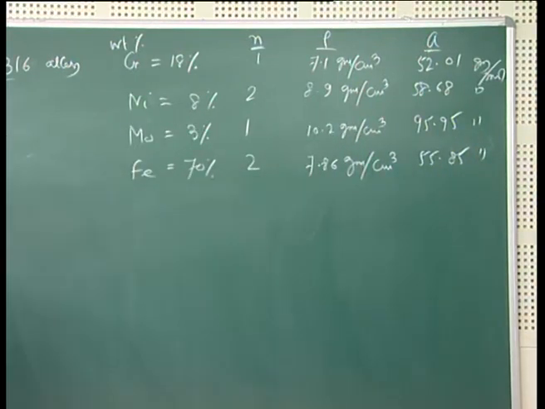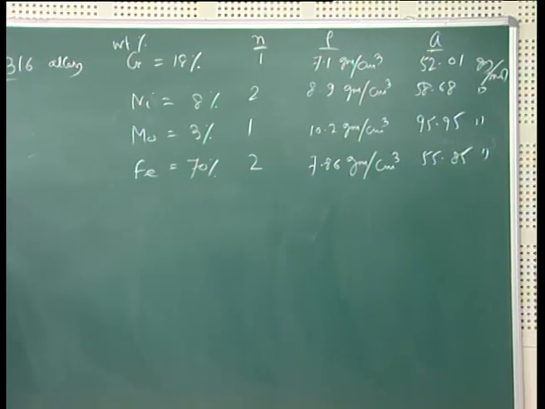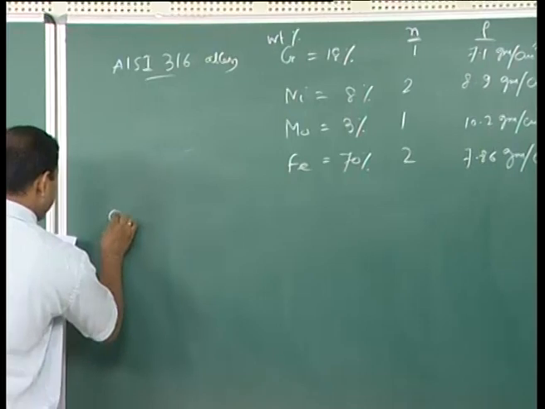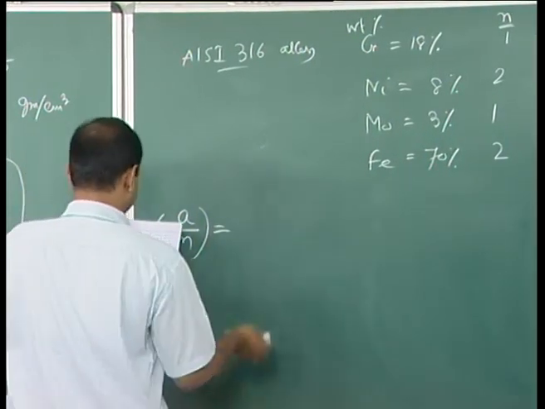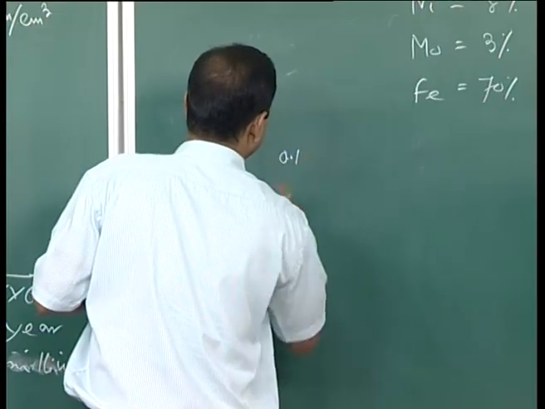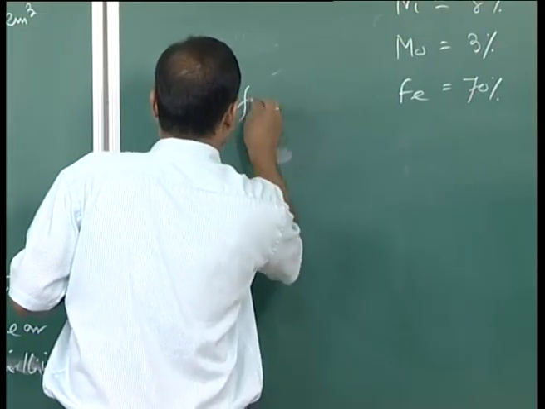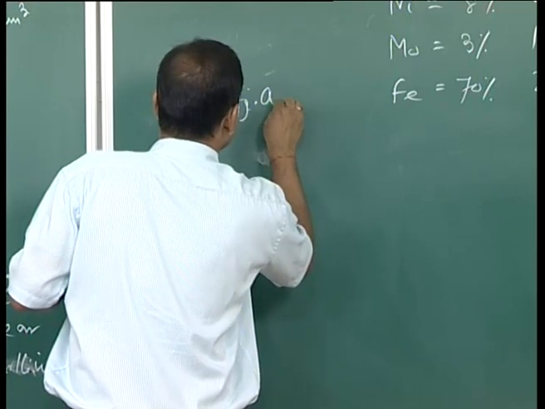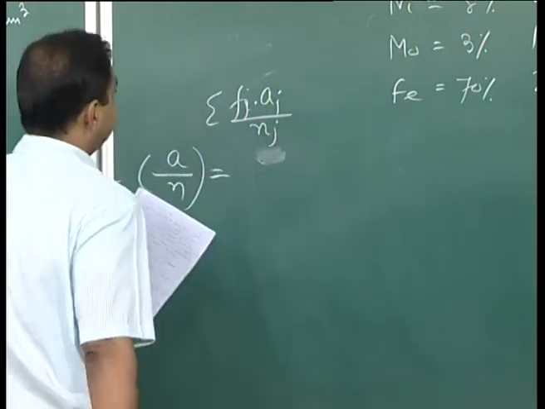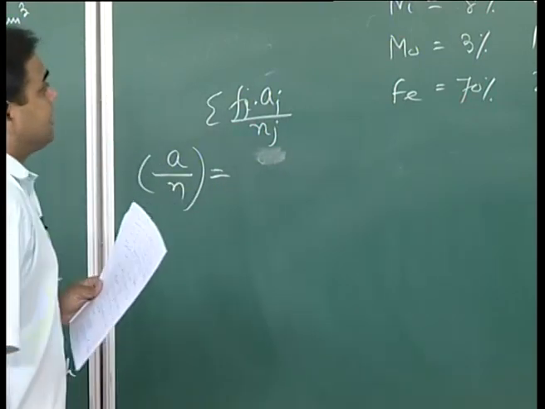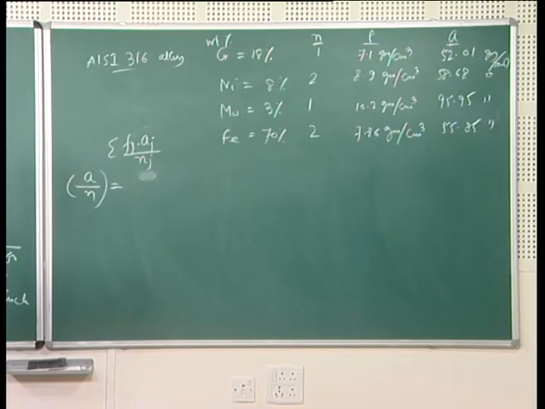Now, with this data set, I can also find out what is my gram equivalent. A by n would be equal to the formula we would be using, that is sum of phi j A j by n j. A j is basically the atomic weight of that jth element.